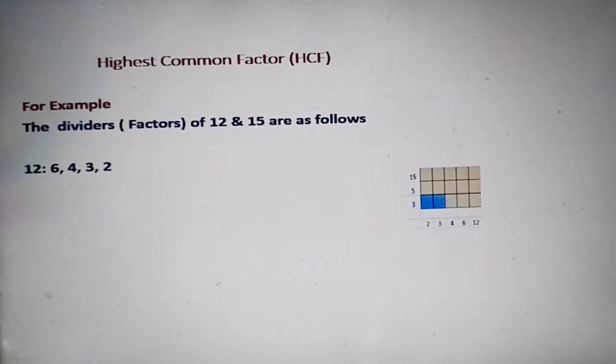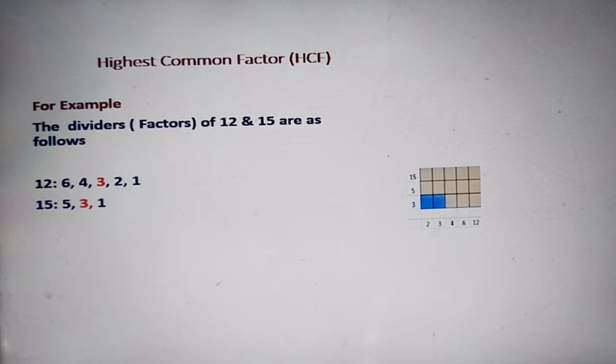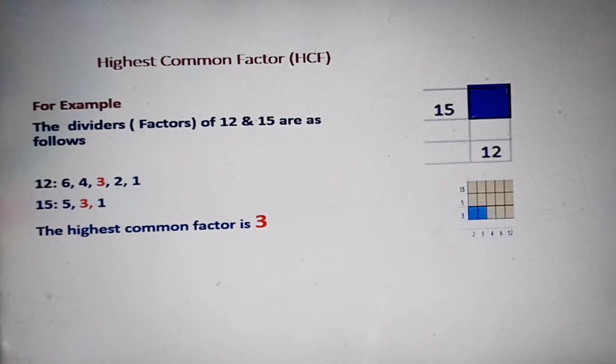Now from the example of blocks and numbers, we will take the example of 12 and 15 again. We have found the common multiples for 12 and 15 and the least common multiple. Here we will find the highest common factor. The factors of 12 are 6, 4, 3 and 2, and the factors of 15 are 5, 3, 1. You can see that the highest common factor between 12 and 15 is 3 here. So this is the greatest common factor or the highest common factor.